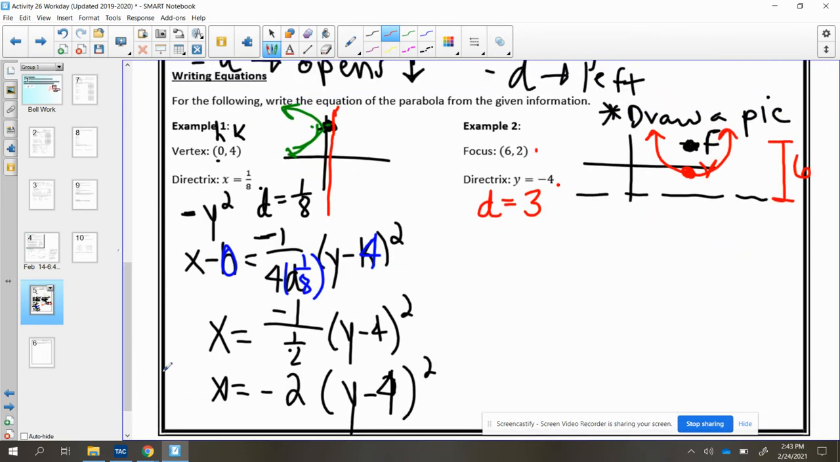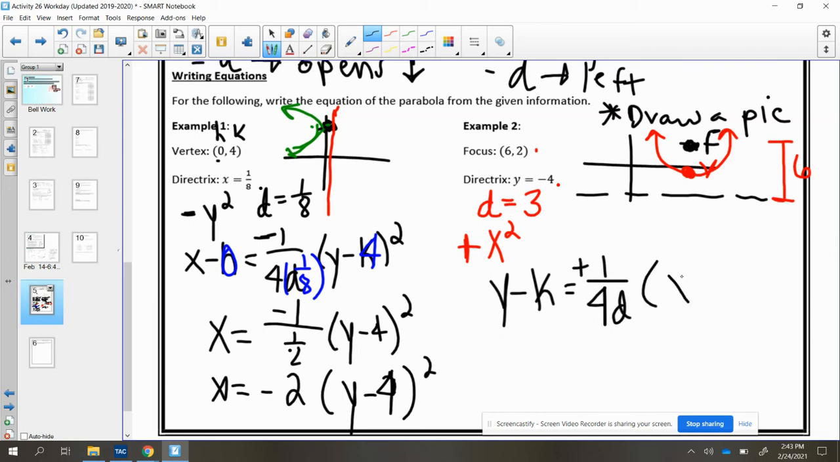And we also know, again, that the x squared is going to be the squared term, and it's positive because it's opening upward. Okay. So when we plug into the formula, it's y minus k this time, 1 over 4d, positive because we're opening upwards, x minus h quantity squared. And when we start plugging in, this time we also are going to be responsible for finding the vertex.